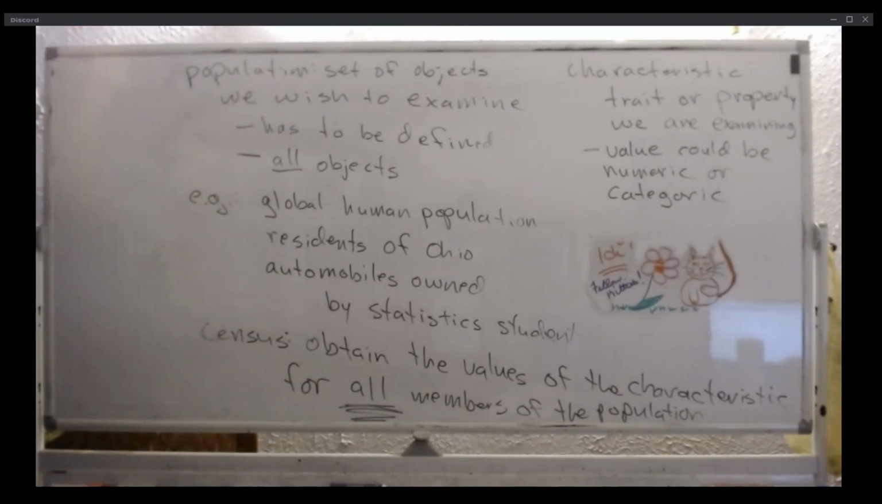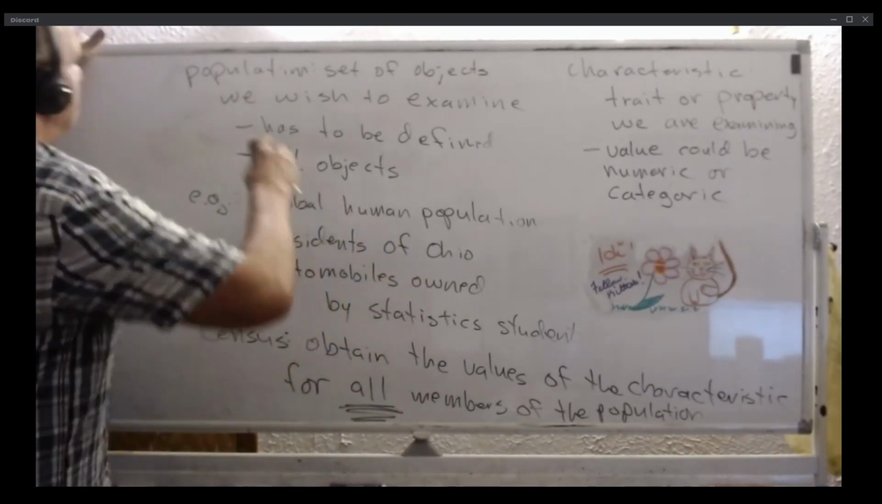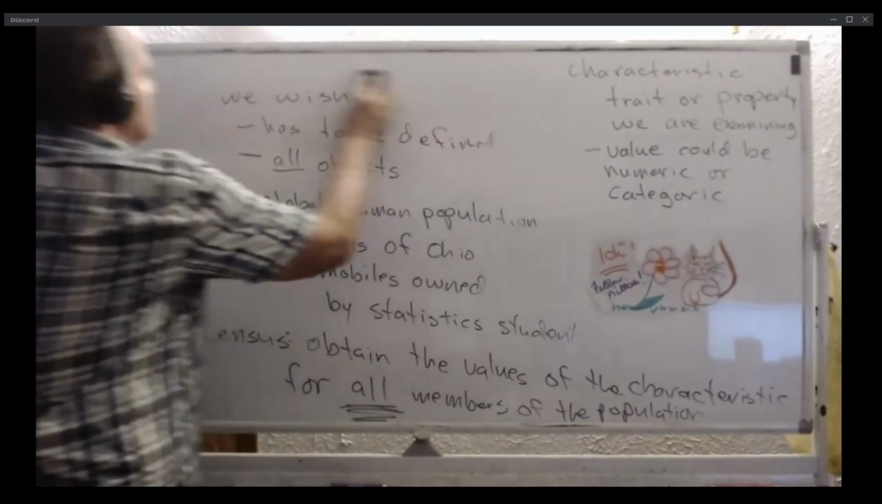So, is everybody clear on the definitions of population, census, and characteristic? Everybody clear? Can I erase it? Can I reboot the whiteboard? I think we're good. I like that. I've never used that term, reboot the whiteboard. That was good.